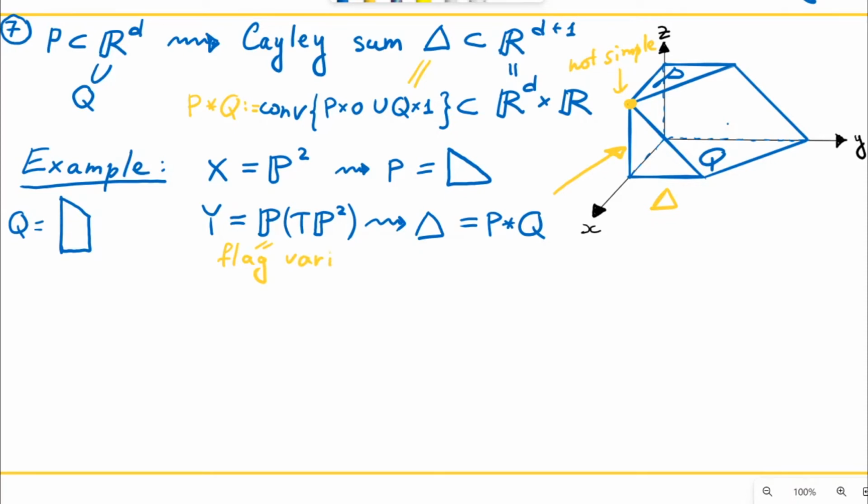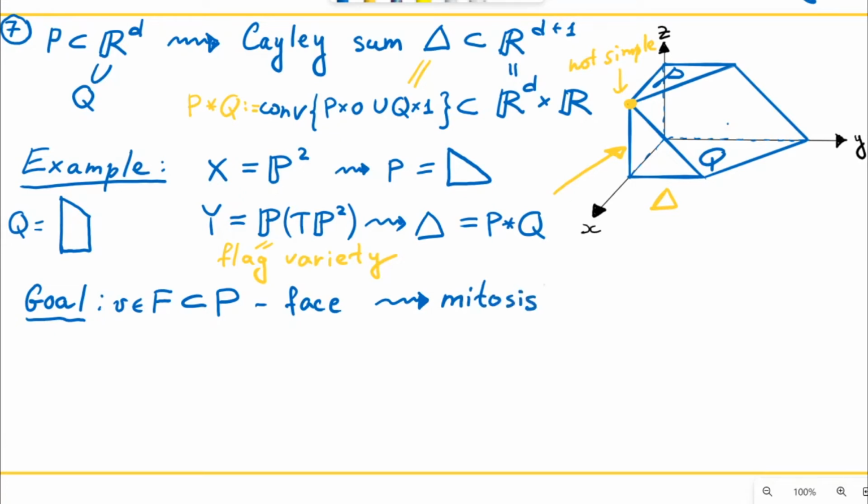Here I put Q on the 0 level and P on the upper level because I like this picture better, but obviously if we interchange P and Q in the definition of the Cayley sum, we will get the same polytope up to a reflection. And here you see that there is a vertex which is not simple, and this reflects the fact that the variety Y is not toric. It is a smooth variety, but not toric.